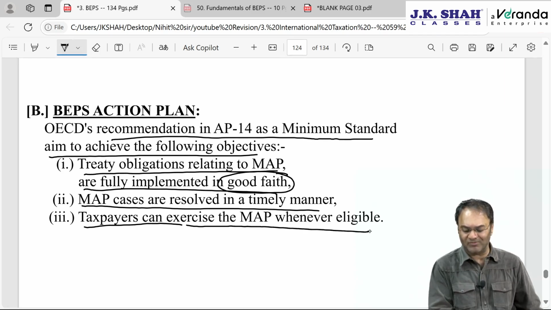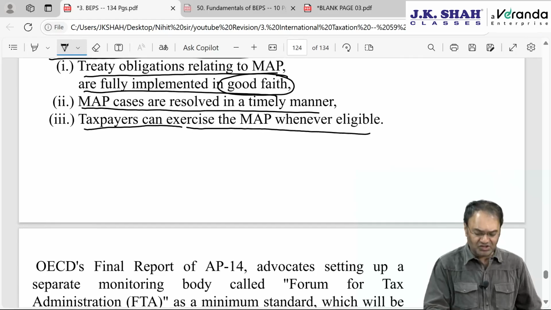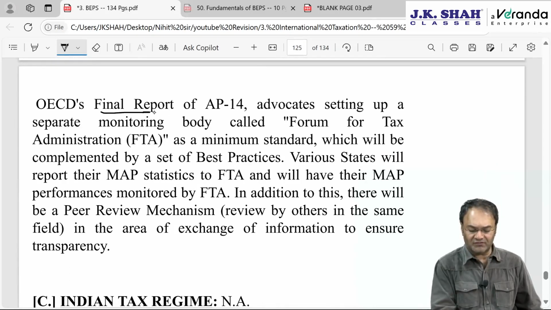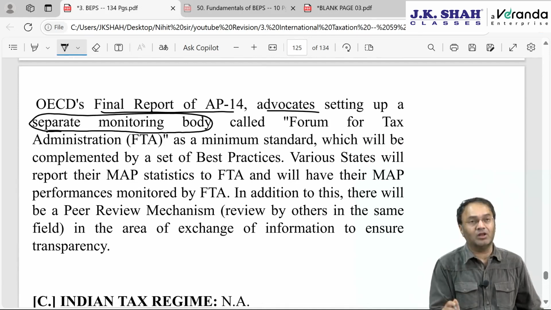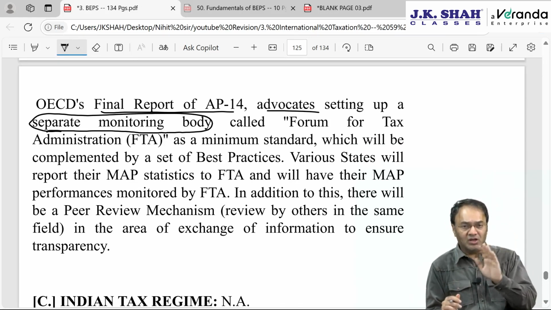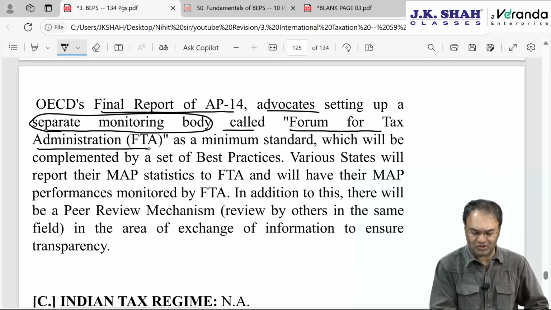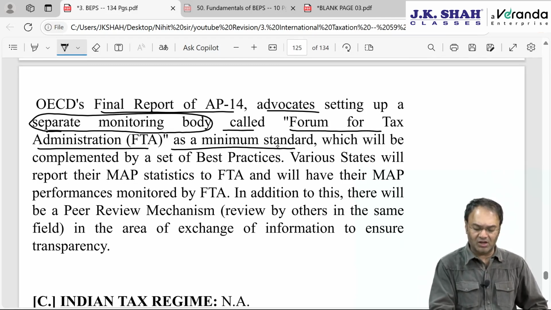Taxpayers can exercise MAP whenever eligible. So issue a separate form number and procedure, which the Indian government did. OECD's final report advocates setting up a separate monitoring body. Now who will monitor whether India is doing it properly or not, Pakistan is doing it or not? So one separate monitoring body was to be set up called Forum for Tax Administration, FTA, as a minimum standard, which will be complemented by a set of best practices.